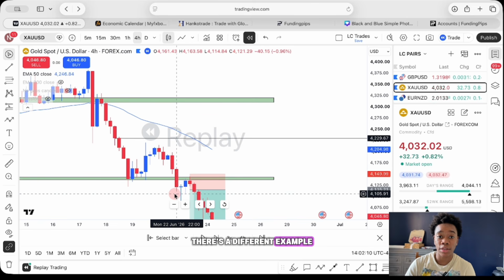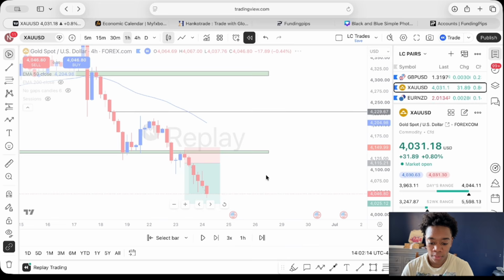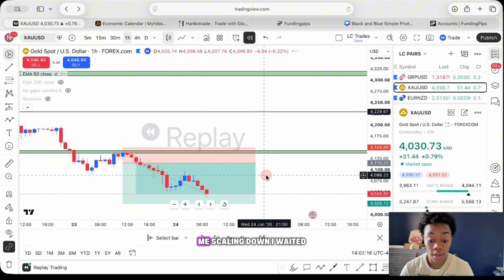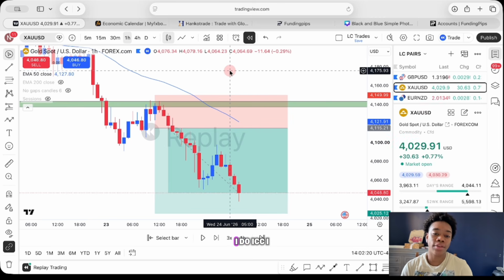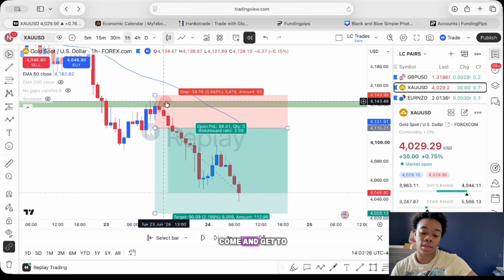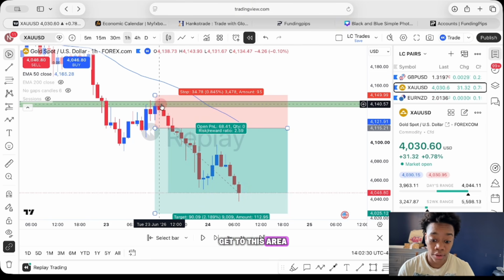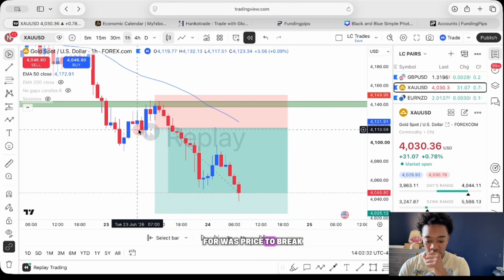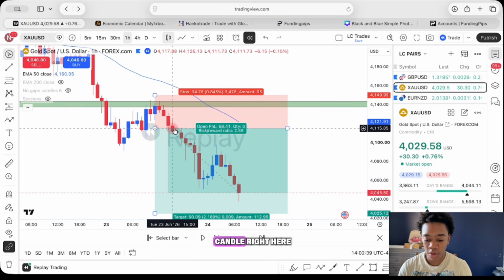Now, there's a different example of what a correction can be, right? Now, me scaling down, I waited, right? Now, I do ICC, I also do break and retest. They're kind of the same thing, but all I need is for price to come in, get to this area. I don't need it to go all the way up here. I needed to get to this area. And what I waited for was price to break this higher low that we had here. It did with this candle right here.